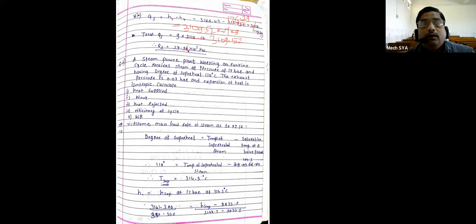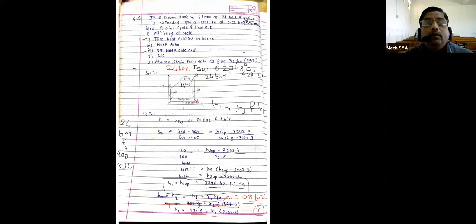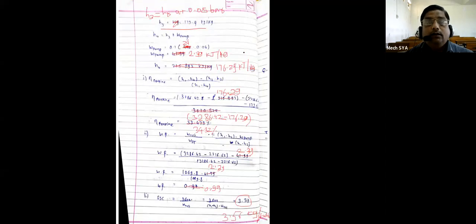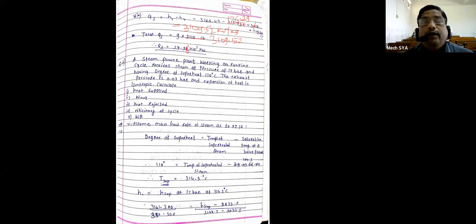Little bit difference. This way, and for W net, total W net we have to find out. Then W net into 9, and that answer will be in kilowatt. Net work also, W net we have to find out first in kilojoule per kg, and it should be multiplied by 9 kg per second. Okay, that is the final answer. W net will also be in kilowatt.